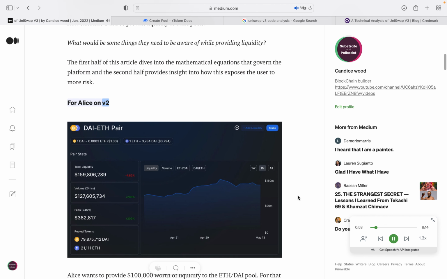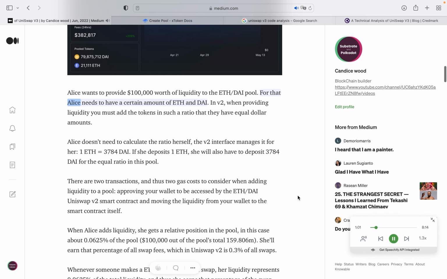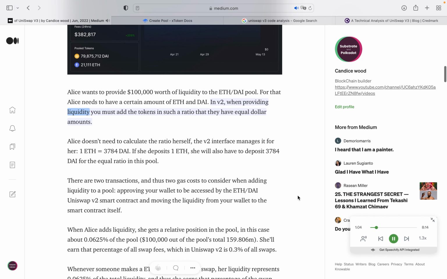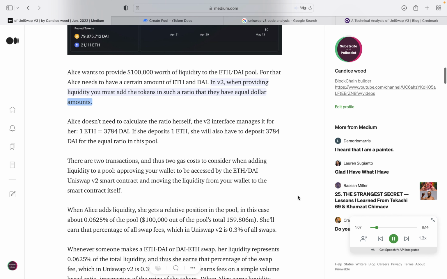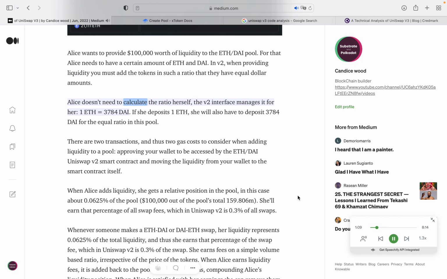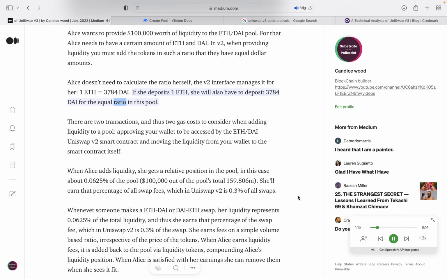For Alice on v2, Alice wants to provide $100,000 worth of liquidity to the ETH/DAI pool. For that, Alice needs to have a certain amount of ETH and DAI. In v2, when providing liquidity, you must add the tokens in such a ratio that they have equal dollar amounts. Alice doesn't need to calculate the ratio herself, the v2 interface manages it for her. 1 ETH equals 3,784 DAI. If she deposits 1 ETH, she will also have to deposit 3,784 DAI for the equal ratio in this pool.